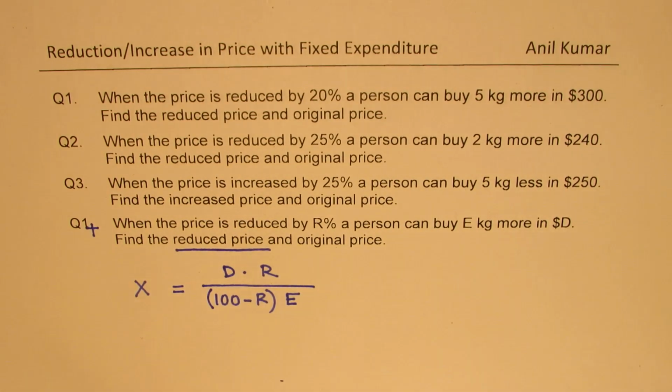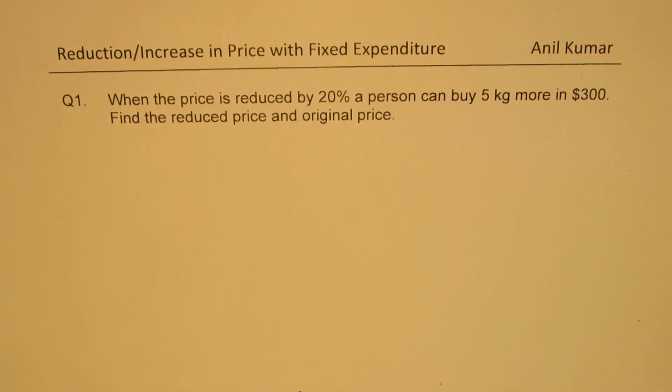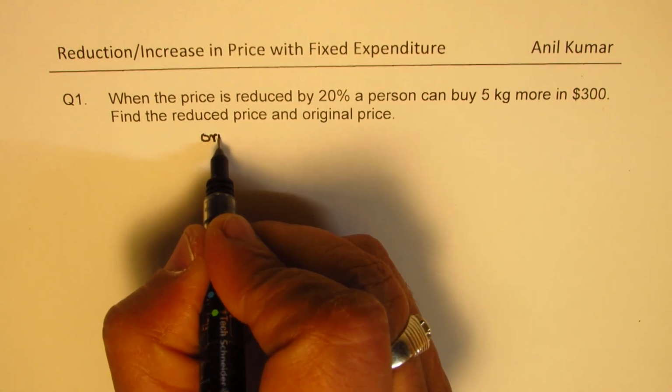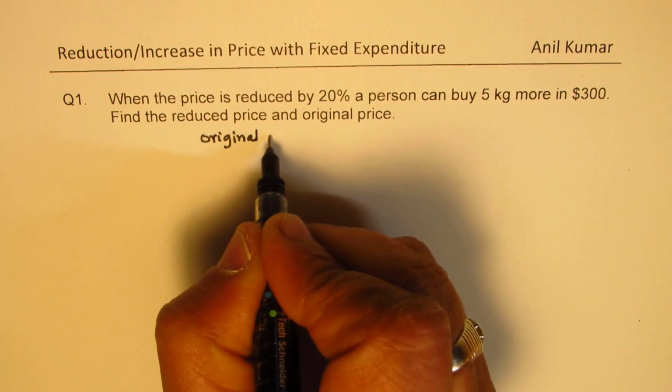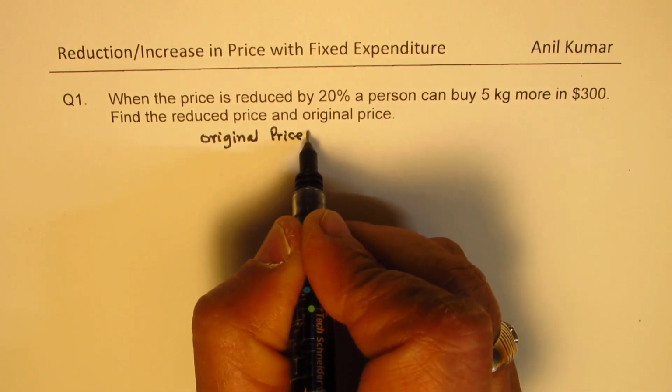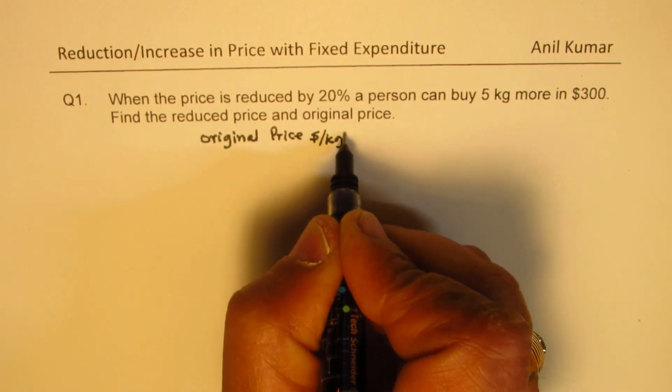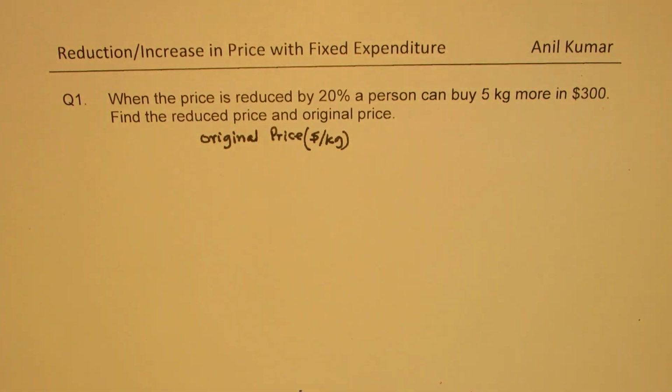I hope you'll appreciate that. Let's begin by solving the very first question: when the price is reduced by 20%, a person can buy 5 kg more in $300. Find the reduced price and the original price. Let's see what the original price is. We'll define a variable for the original price. The original price is always in dollars per kg in this case, since we are buying the commodity in kg. So let's say the original price is X.